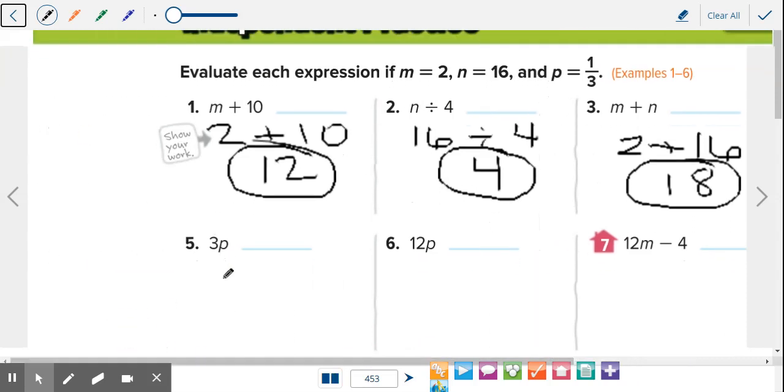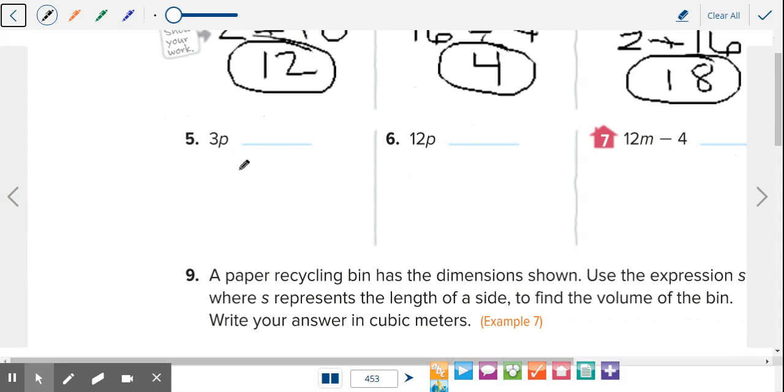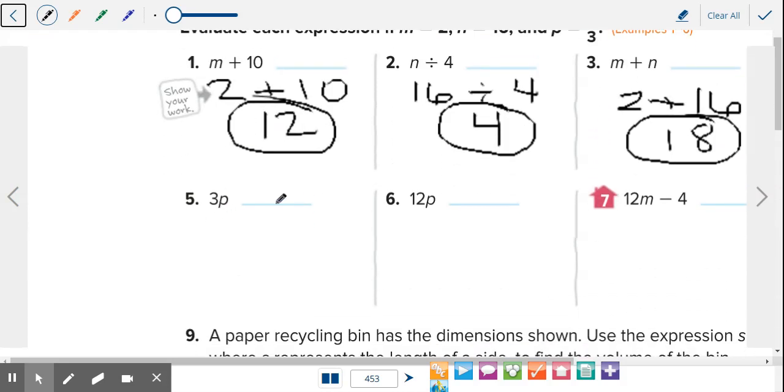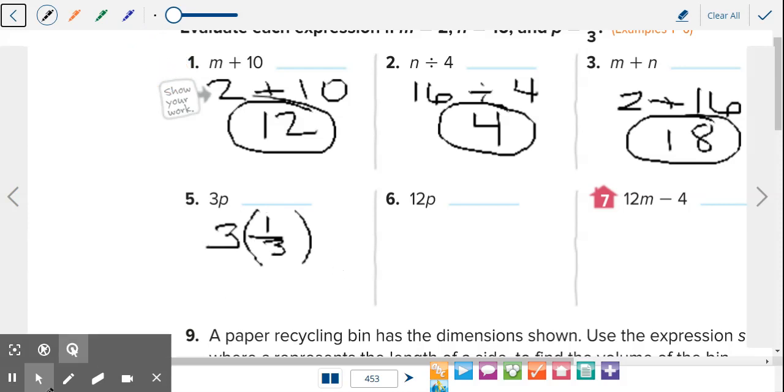Okay, one more. Number 5, 3p. So we have to replace p. What's p equal? 1/3. Now remember, it's not just written like this. It's not 3 1/3. It's multiplication. But like I said, you can write it with the dot. You can write it with the parentheses. You can use the old symbol if you want to. It's whatever makes you remember this is multiplication.